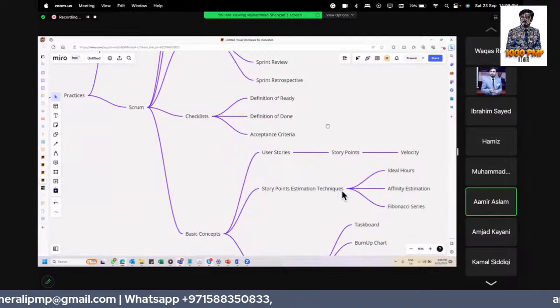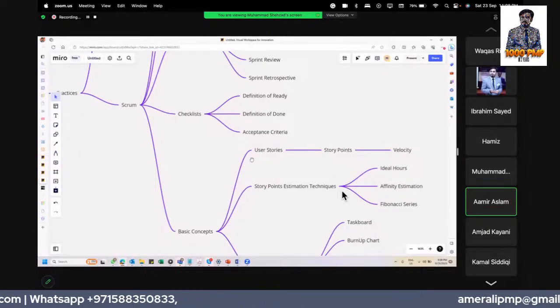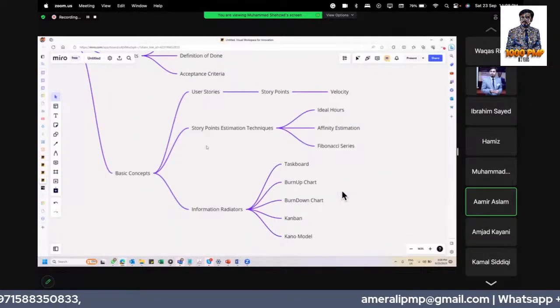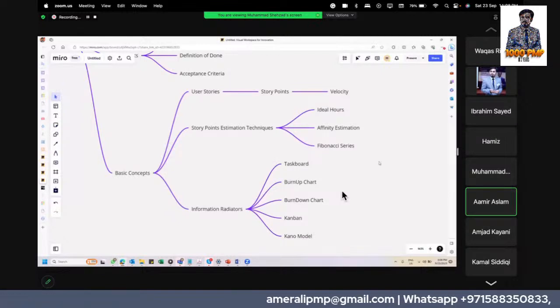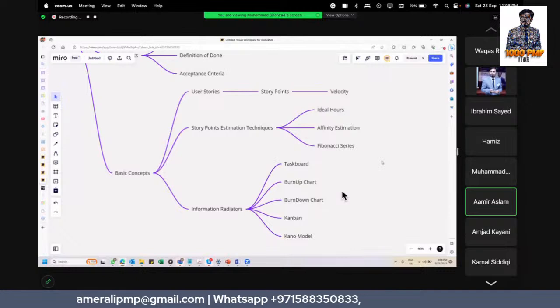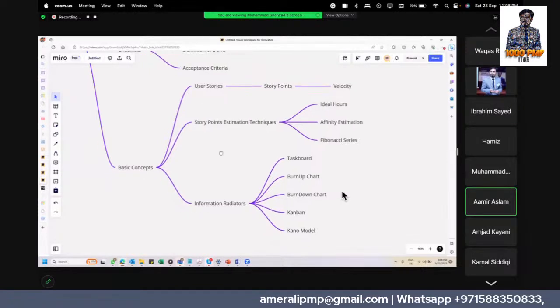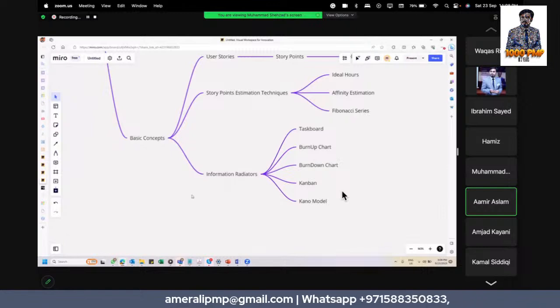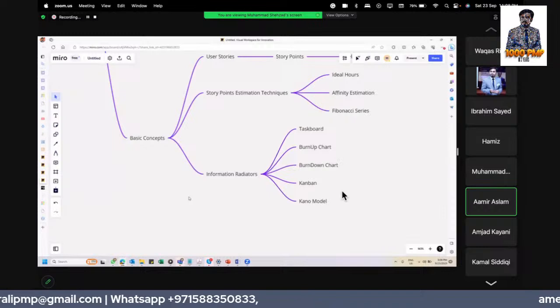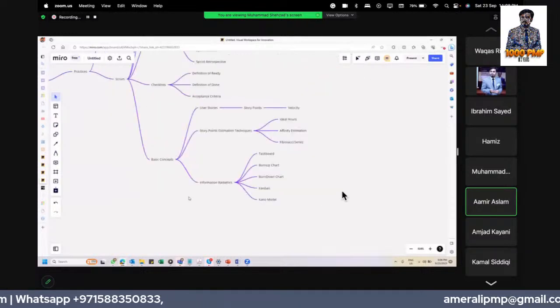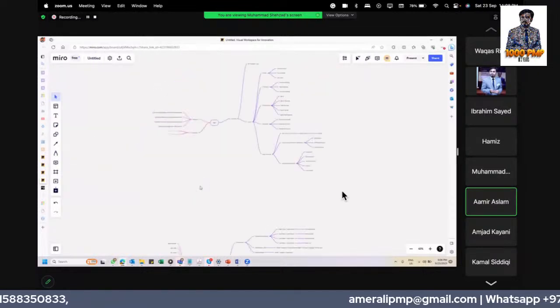Then in Agile, we have basic concepts like user story, user story points, velocity, and story points estimation techniques. We have ideal hours, affinity estimation, Fibonacci series, and information radiators like burn up chart, burn down chart, Kanban, Kano, and task board tool. I think Agile has been completed.